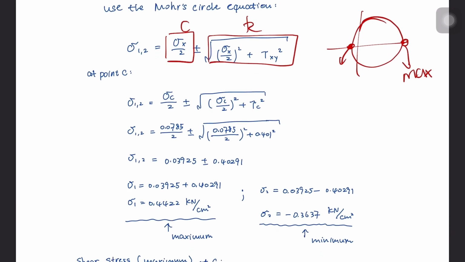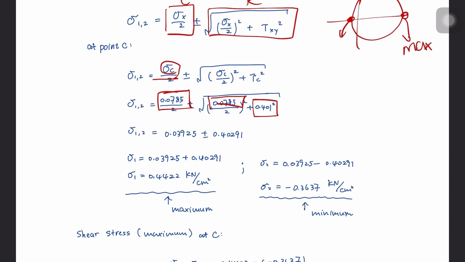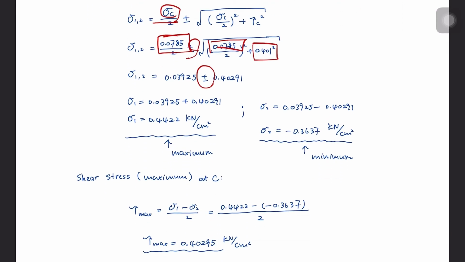So right now we have everything, so we can just sub everything back into the equation. It's all about point C. And we know here is 0.0785, here same thing, and the shear at C is 0.4041 squared. So here it is plus and minus, so it will give us two answers, one minimum and one maximum. So the maximum is 0.4422 kilonewtons per centimeter squared, and the minimum is negative 0.3637 kilonewtons per centimeter squared.